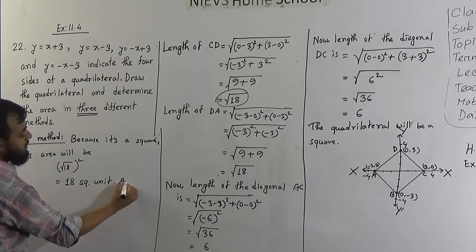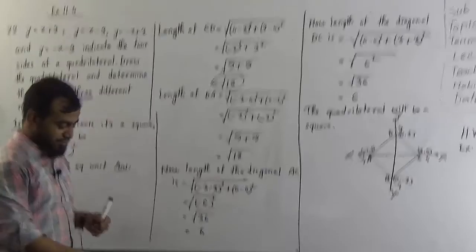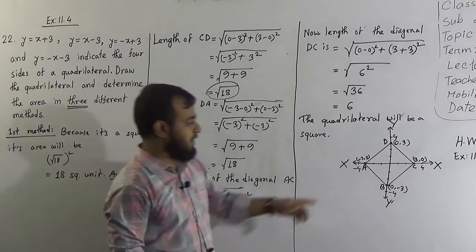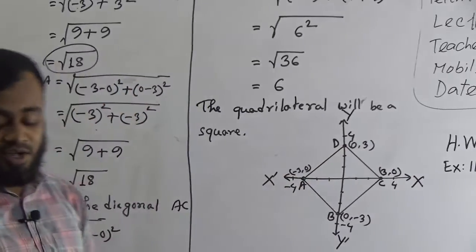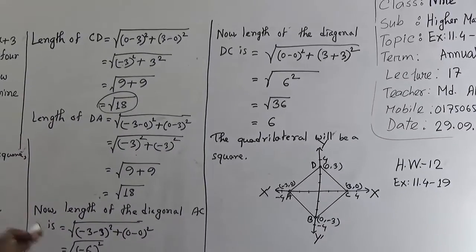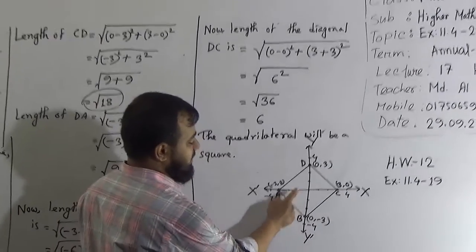This is our answer for the first method. Now we will apply the second method. For the second method, we can use all the 4 points we have here. 1, 2, 3, 4 points are given, and we can find out the area with the help of the 4 points. Before that, my dear students, look, it's a square.